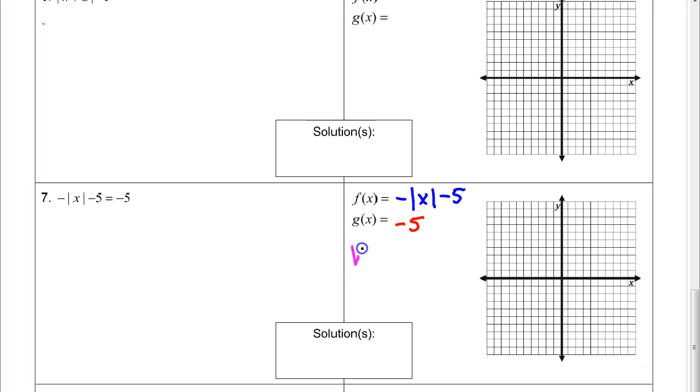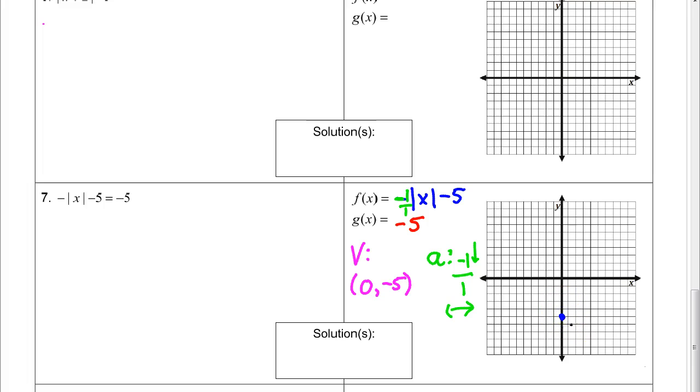So the vertex would be, no number on the inside, so it's 0. What's the y coordinate? Yeah, the last number. What is the slope here? Okay, so that's the number in front, so -1/1. So we're actually going to be going down 1, and then left and right. So it'll be opening downwards. Remember that the sign in the front dictated whether it opened up or down. So here we have 0, -5.